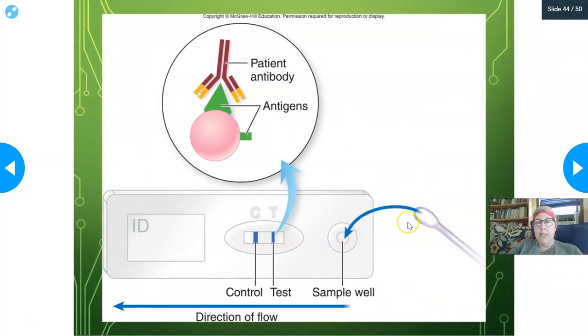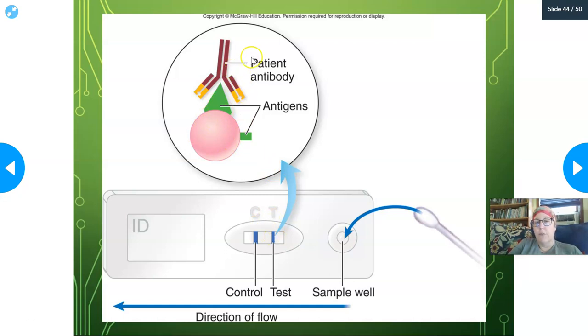And then this test, for example, could be a pregnancy test. It could be a strep test or something like that, or the RSV test there. So usually you've extracted the sample with some liquid. Anyway, you put it in here to the sample well, and then it wicks across the membrane. And on the test strip, you have antigens that are there.